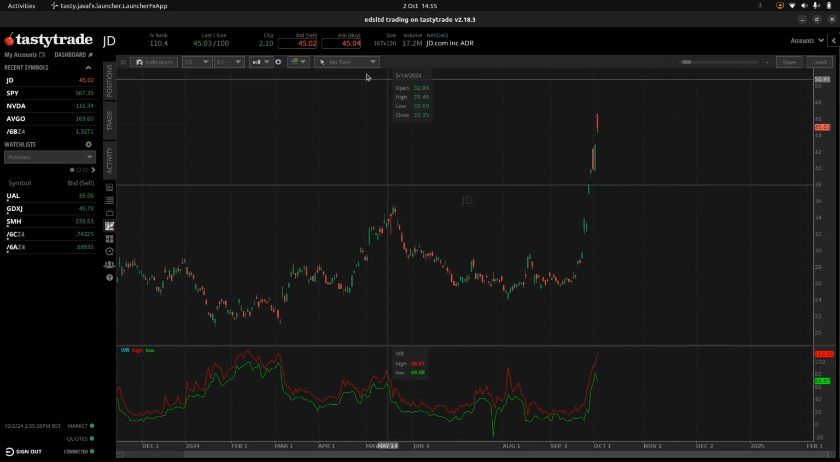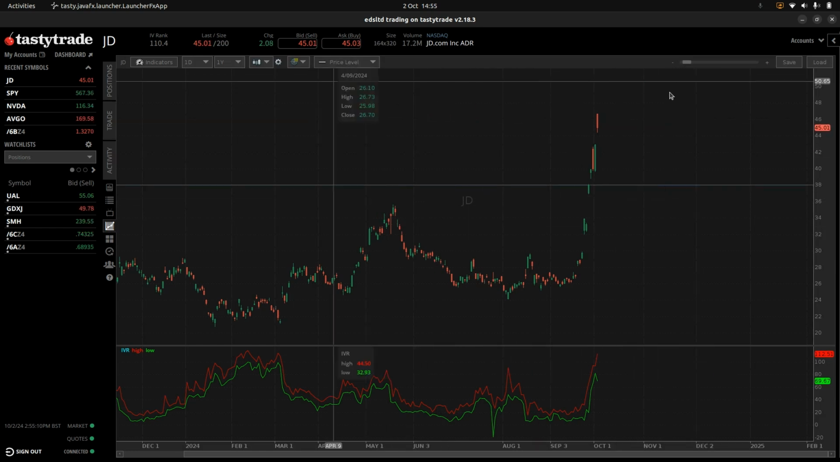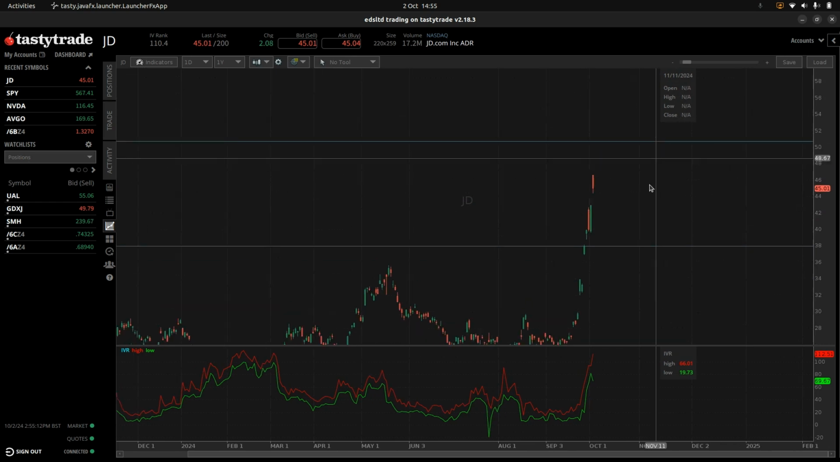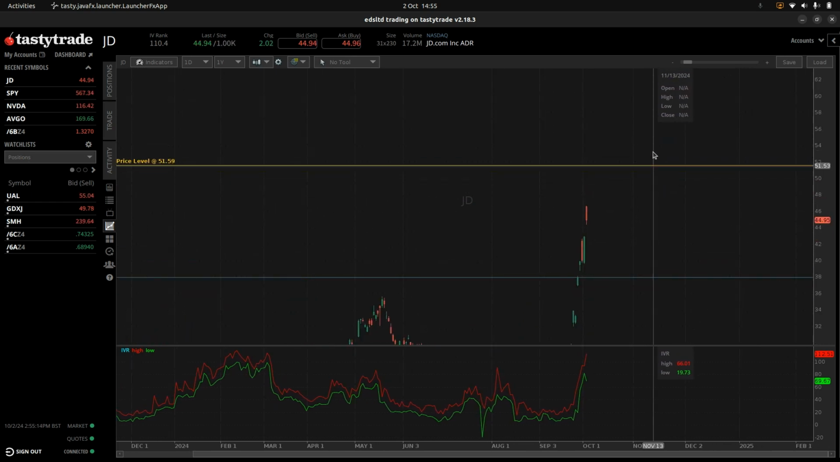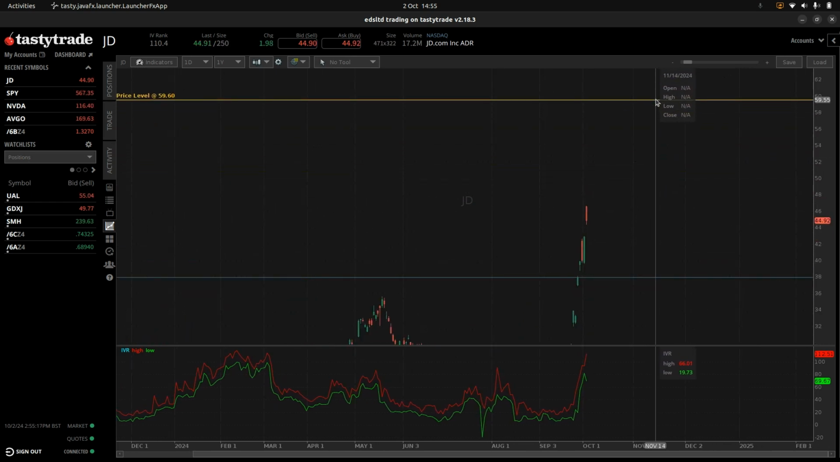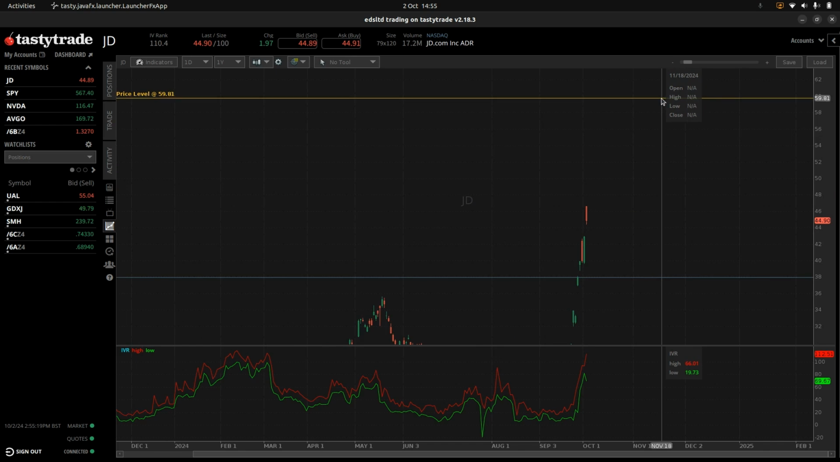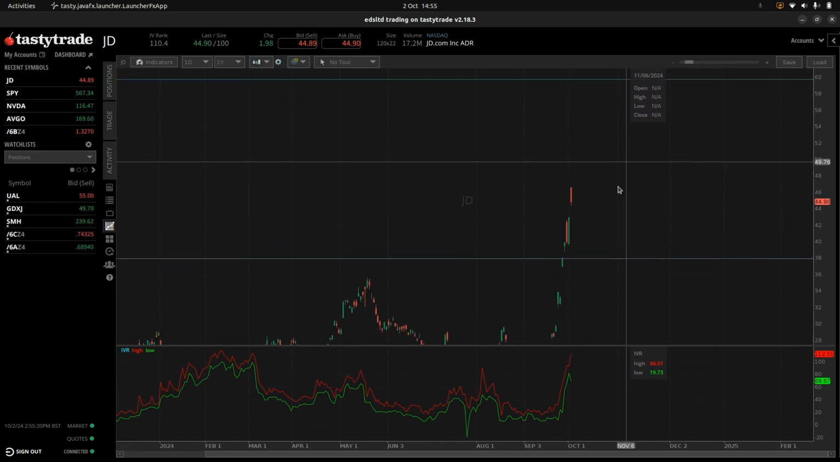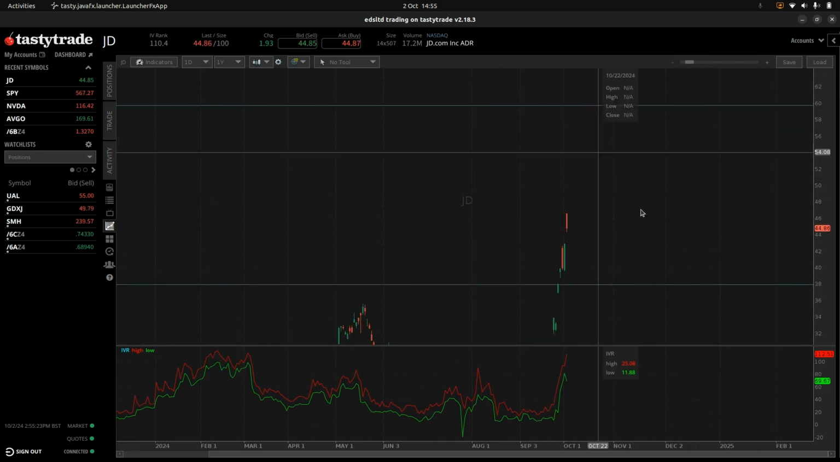So 38 and 60. 60 is way up here. Okay, so 60 is about there, that'll do. So this is the range that we've created for ourselves.